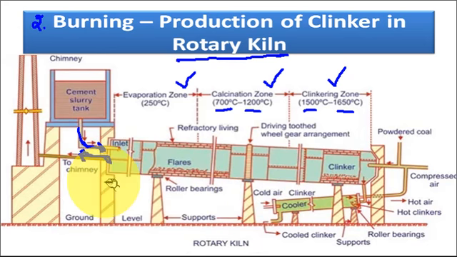The upper end is connected with the inlet of the raw material and the exhaust through the chimney. Clear? And at the bottom part, at the lower end, there is the connection where the clinker outlet is connected. That means collection of the produced clinker is done at the bottom part. So this is the construction diagram of the rotary kiln, which is used for the manufacturing of Portland cement.